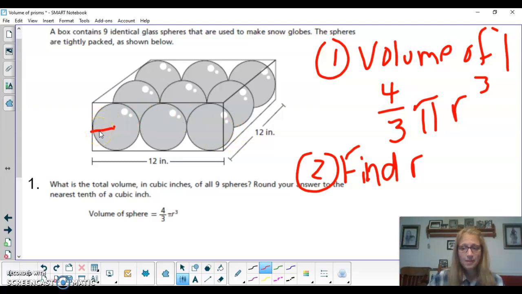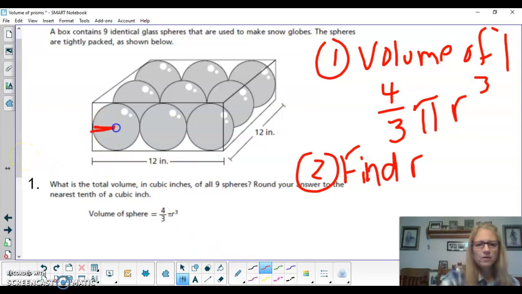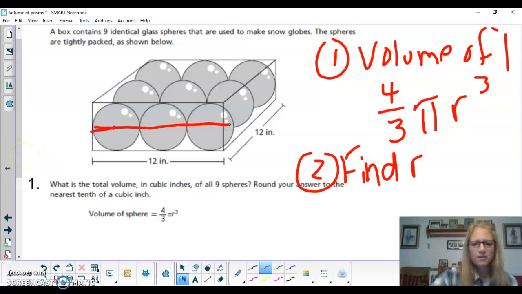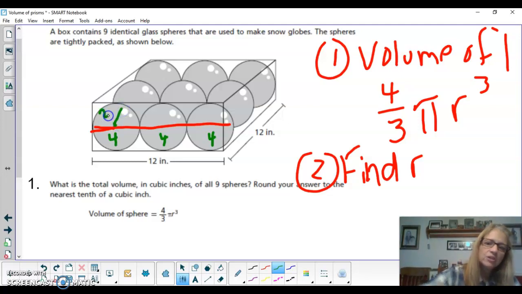And it should be, so let's think about this. If the whole way across is 12, right? Which means 12, and there are 3 across, 12 divided by 3. So there's 4 here, 4 here, 4 here. So the length from one end of the sphere to the other is 4, right? But that's the diameter. So what would the radius be? What's half of 4? 2.